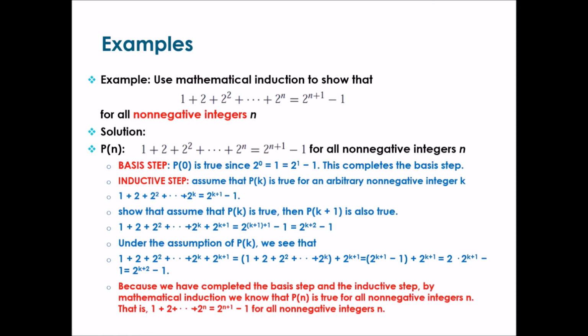Now P(k plus 1) is true whenever P(k) is true, which means P(n) is true for all non-negative integers n. So don't forget to write this conclusion. It has basically 4 steps: first of all, we need to figure out what P(n) is, then the basis step, then the inductive step, and finally the conclusion.